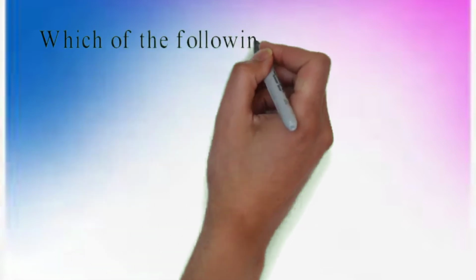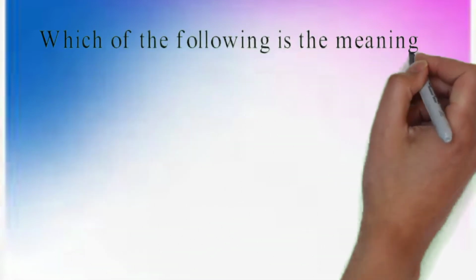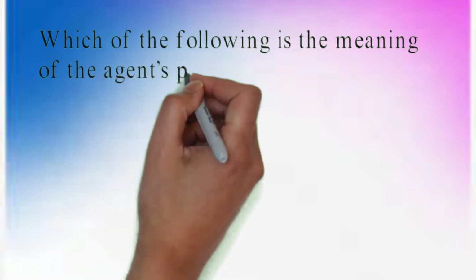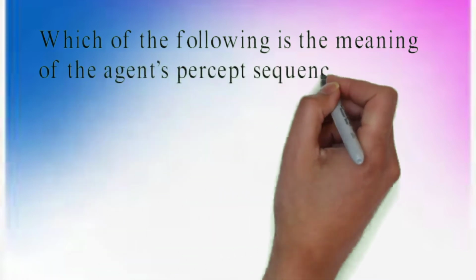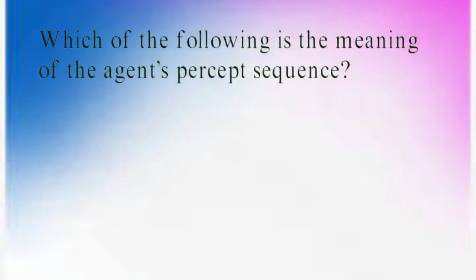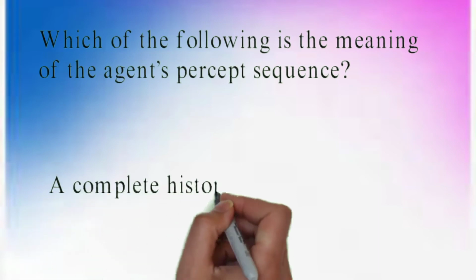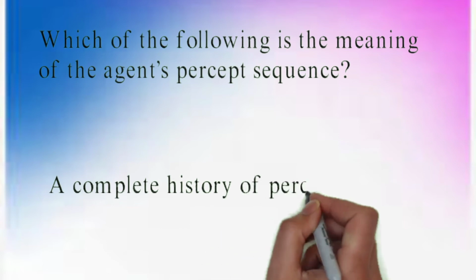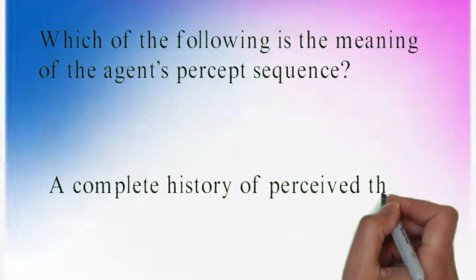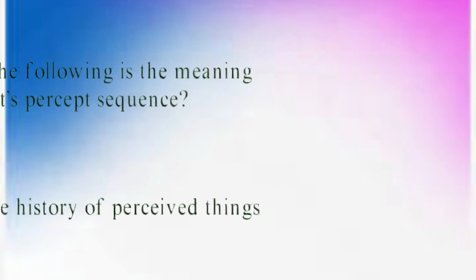Which of the following is the meaning of the agent precept sequence? The answer is a complete history of perceived things.